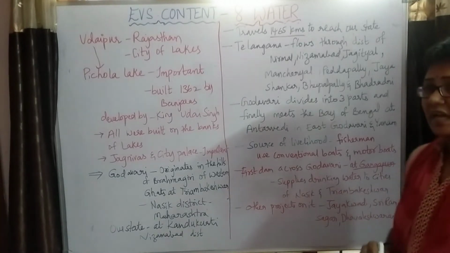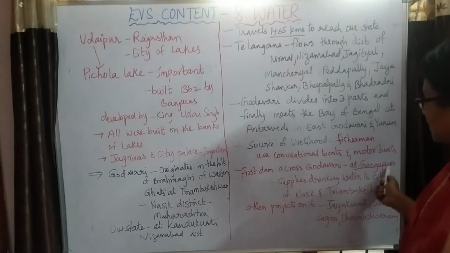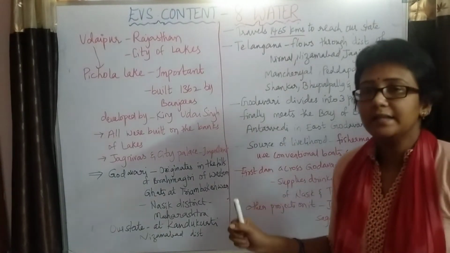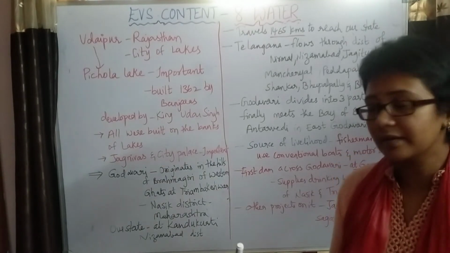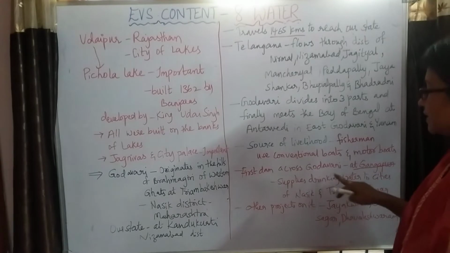The first dam constructed on river Godavari is located at Gangapur, and this dam supplies drinking water to the cities of Nasik and Triambakeshwar.